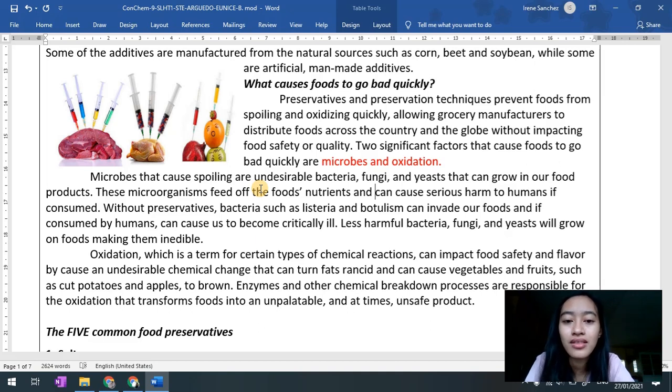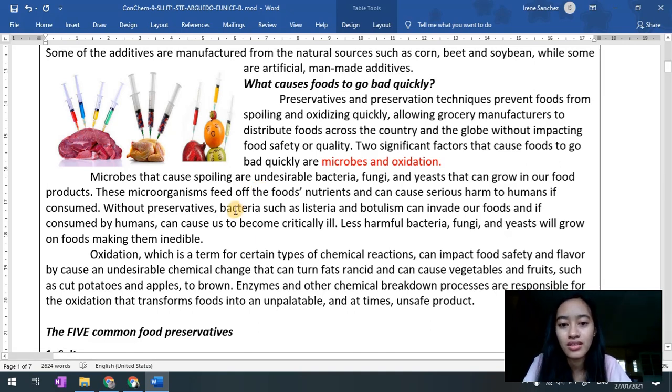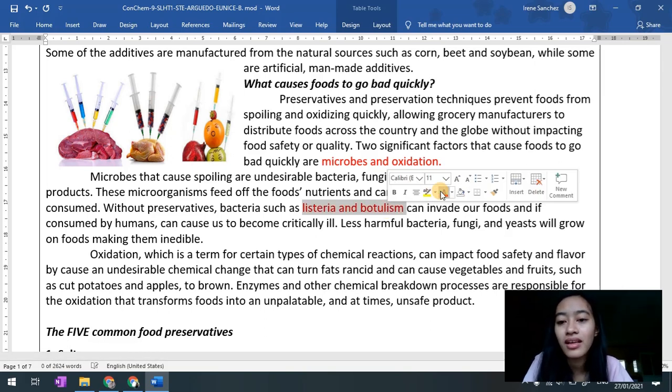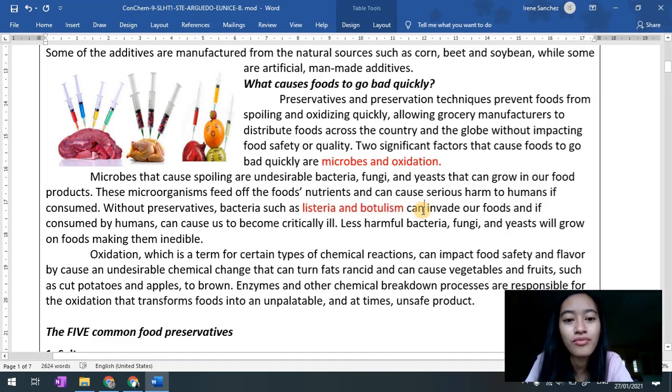Without preservatives, bacteria, with two examples here being Listeria and Botulism, can invade our foods, and if consumed by humans, can cause us to become critically ill. Less harmful bacteria, fungi, and yeast will grow on foods, making them inedible, and still it'll bring you harm if you eat them.